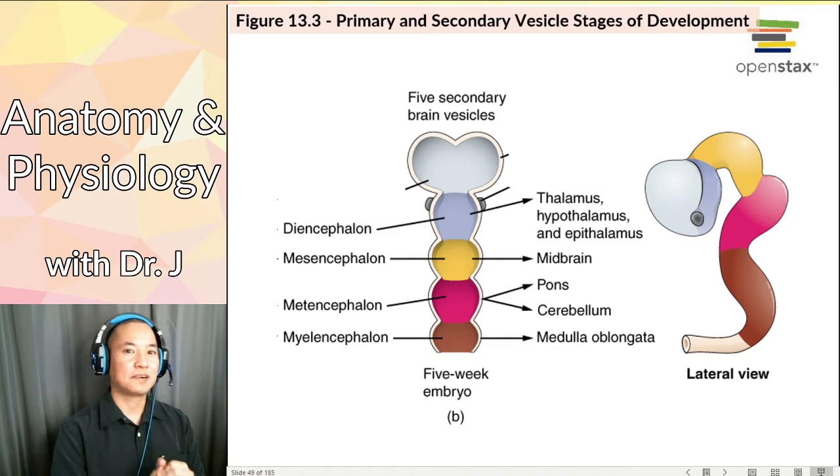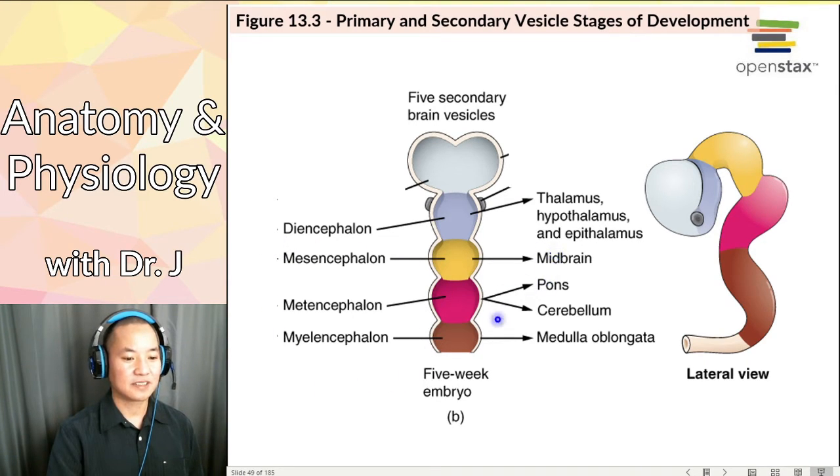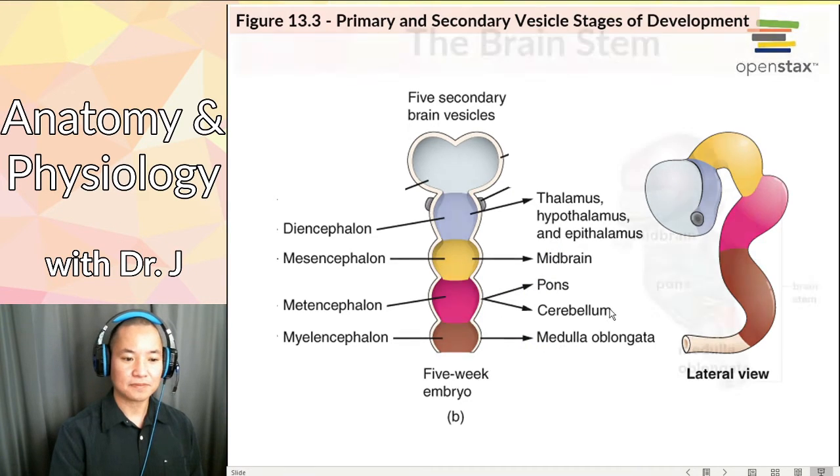Is the cerebellum part of the brainstem? No. It branches off and is more specialized. So typically the cerebellum is not considered part of the brainstem, even though it derives from the same thing as the pons. This is also why the diencephalon is not part of the brainstem, because the brainstem is derived from these three regions right here, and eventually becomes the three parts of the brainstem.